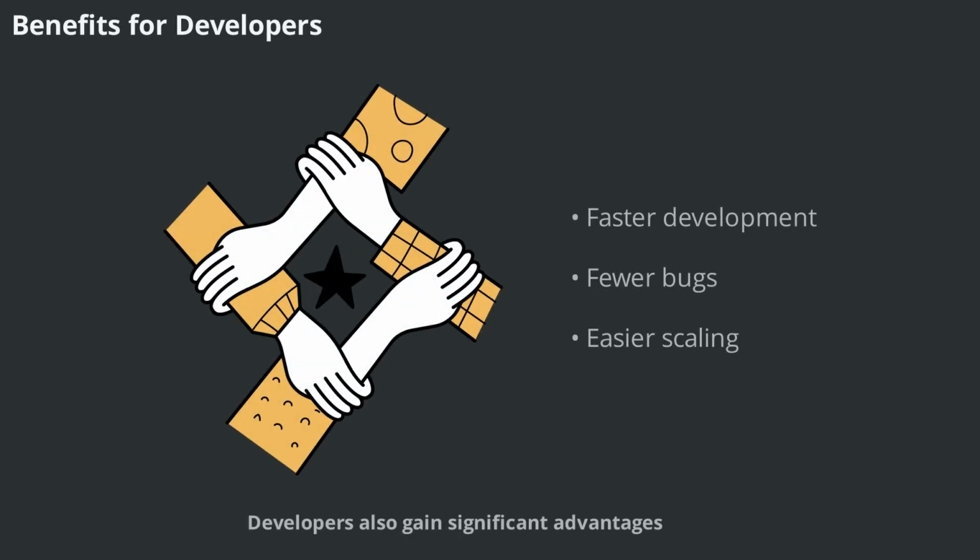Developers also gain significant advantages from a well-architected deep linking system. Centralized logic, modular components, and clear interfaces make development faster and less error-prone. Teams can scale more easily, onboard new members quickly, and focus on delivering value rather than fixing navigation bugs.